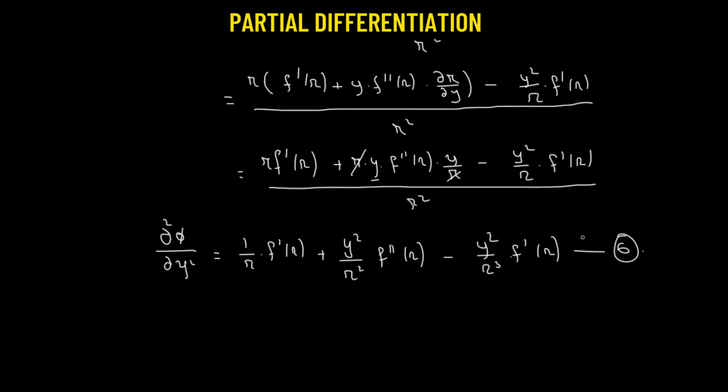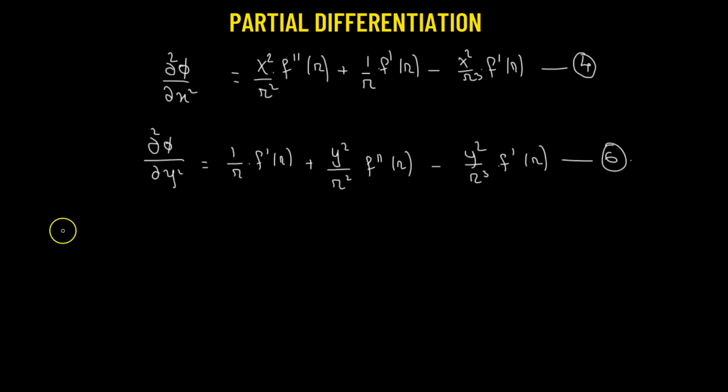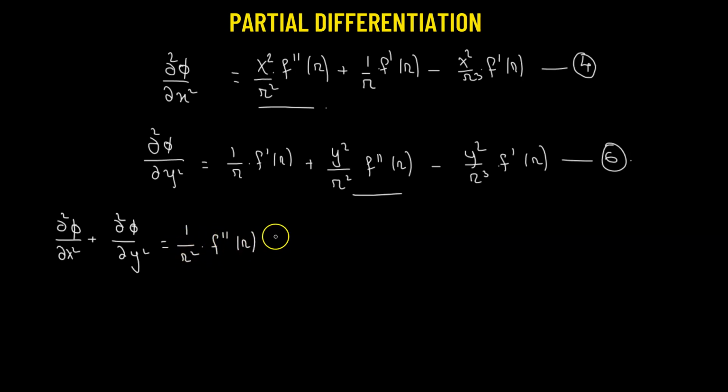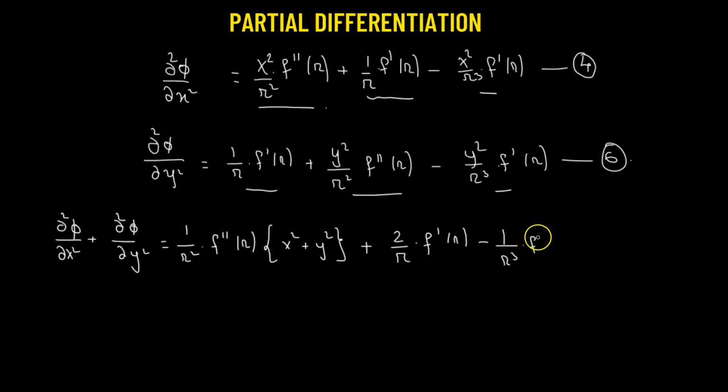So what we'll do, we will add equation number 4 and equation number 6 to each other. So we have the second partial derivative of phi with respect to x added to the second partial derivative of phi with respect to y. Right. So we'll combine the first term and the second term of the equations. So we have 1 over r squared multiplied by f double prime r. This will be multiplied by x squared plus y squared. Plus, we'll consider the second term in equation number 4 and add it to the second term in equation number 6. They are the same term. So we have 2 over r multiplied by f prime of r. And finally, we add the third term of both equations. Here we can take 1 over r cubed times f prime of r. This will get multiplied by x squared plus y squared.